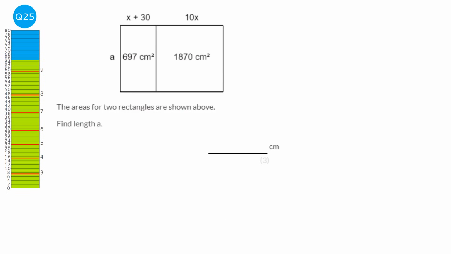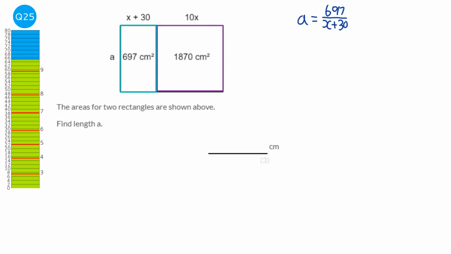I'm going to first of all just focus on this rectangle here. And we know that to find the area of a rectangle, you multiply the two lengths. When you've multiplied them for this rectangle, we get 697. But let's write down what A is equal to. A will be equal to the area, which is 697, divided by the length at the top, which is x plus 30.